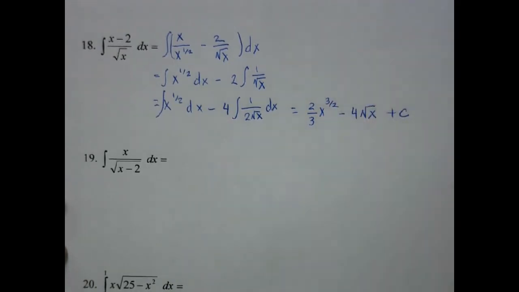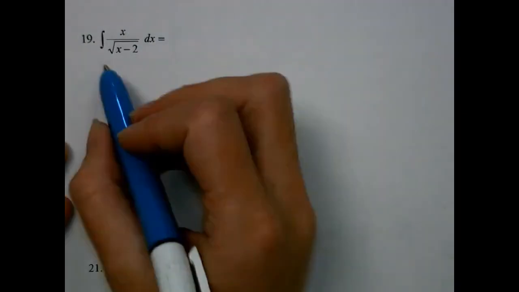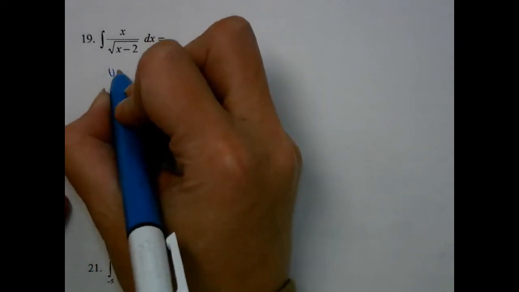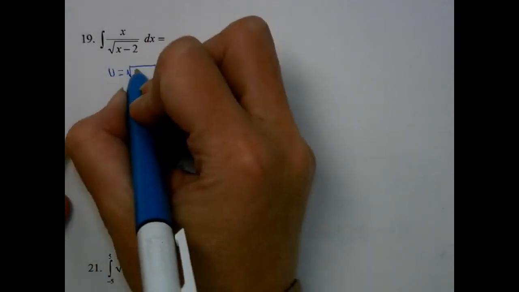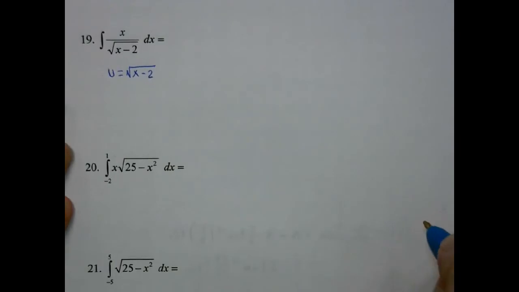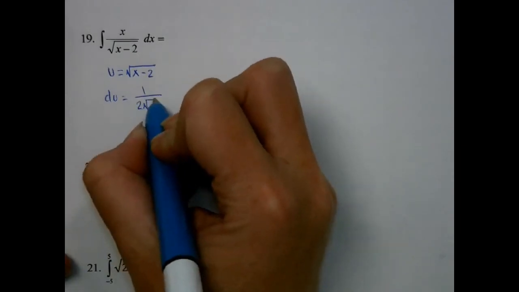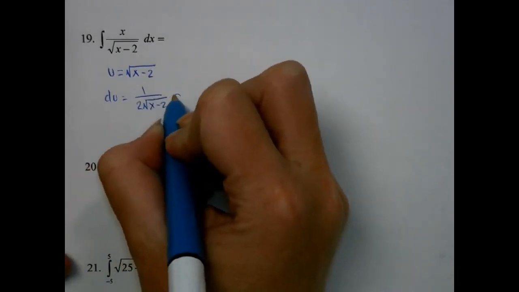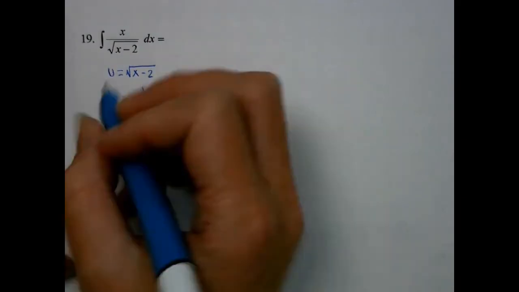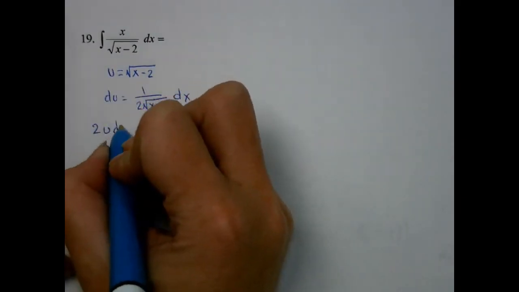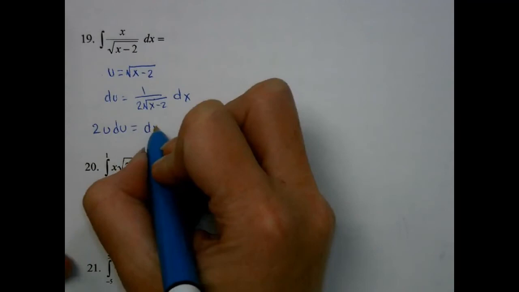The next one I can't split. In this next one, we can't split it up like that because there's nothing we can do. But we know radicals lead us to some interesting things. So I'm going to let u equal the square root of x minus 2. So du is 1 over 2 root x minus 2 dx. That's u, so I can make this 2u du equals dx.